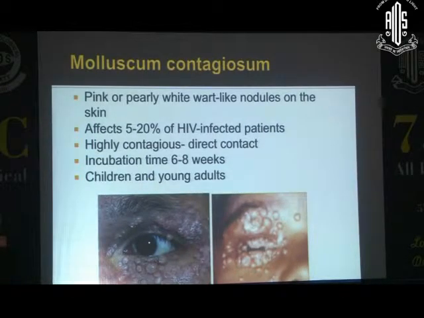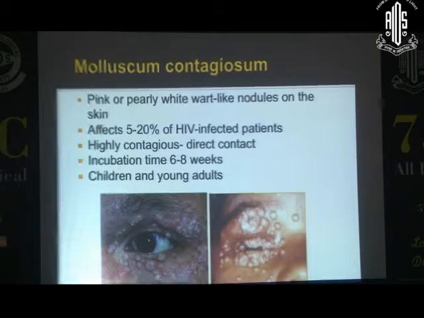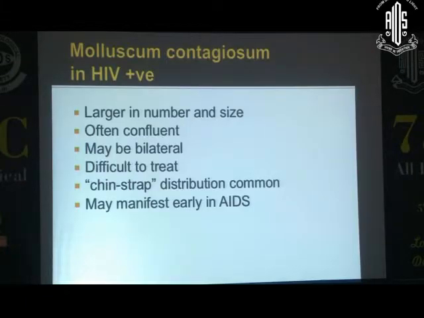So, molluscum contagiosum is a pink or pearly white wart-like nodules on the skin. It affects 5 to 20% of HIV-infected patients. Incubation time is fairly long, 6 to 8 weeks, and it is more common in children and young adults. How it differs in an HIV-positive patient is that the lesions become much larger in number and size. They may become confluent, they may have superadded infection, they may be bilateral, and they may be resistant to treatment. And typically, a chin strap distribution has been described in these patients, and they may manifest fairly early in age.